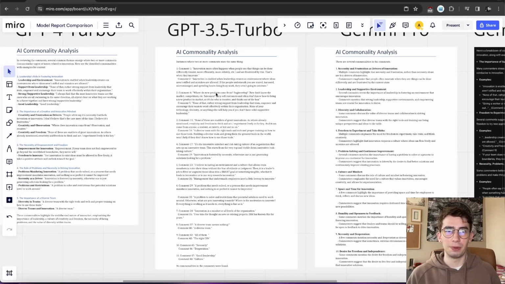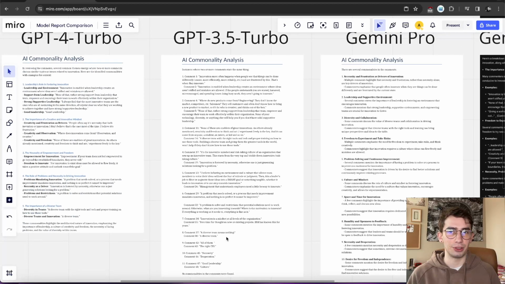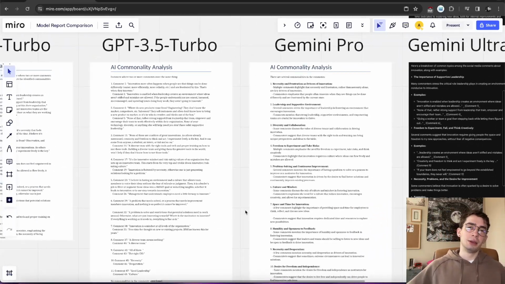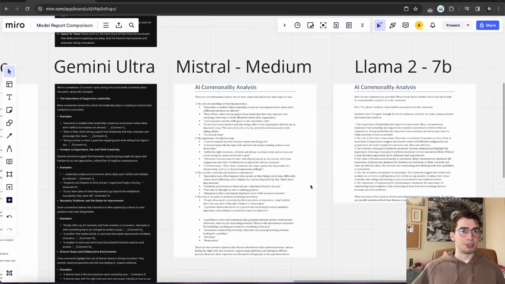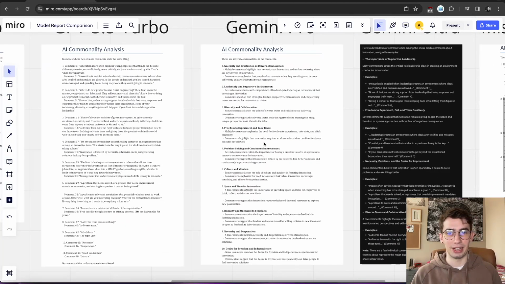3.5 Turbo, however, did actually give me examples of the specific comments and tried to list them all together with decent accuracy. But then Gemini Pro and Llama 2 pretty much gave me a glorified themes analysis again, without actually doing that grouping that I was looking for.